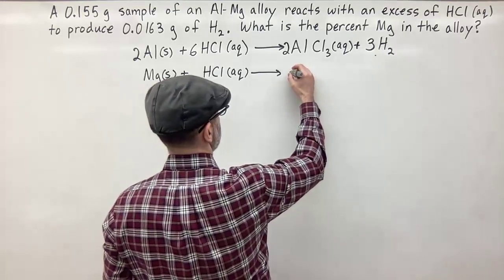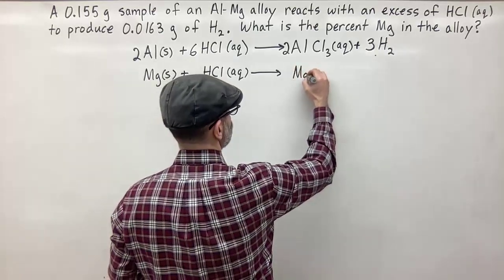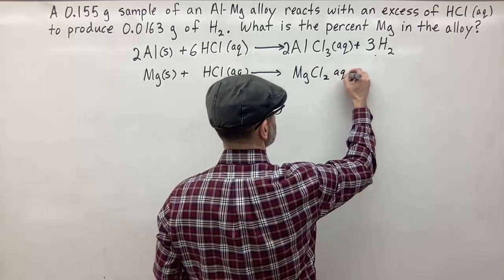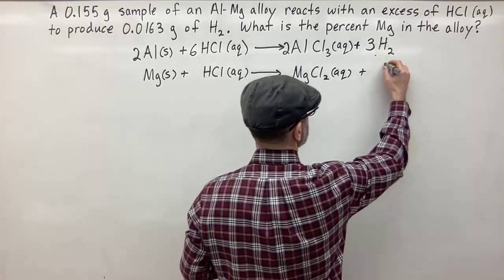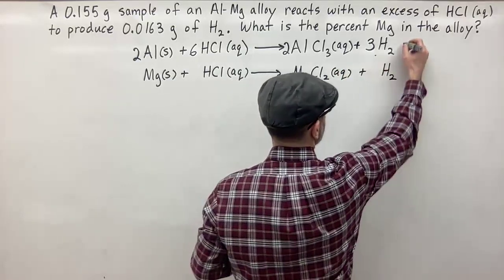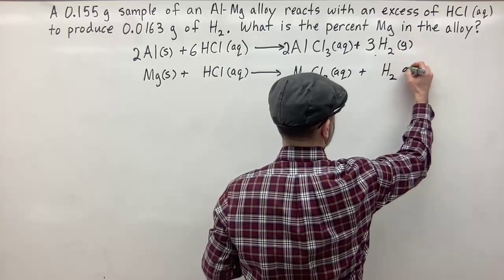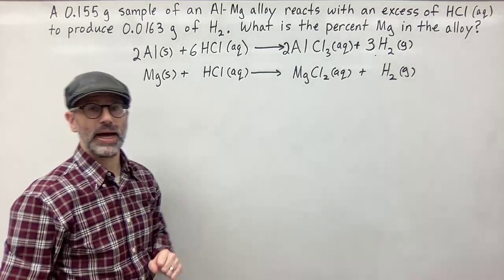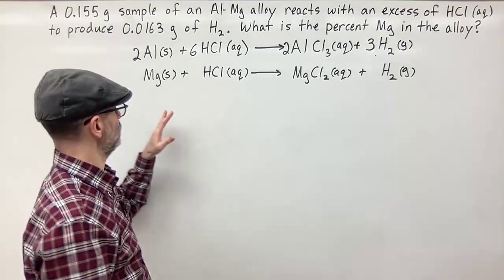So in this case, I'm going to have MgCl2 aqueous plus H2, and this is gas. I forgot to put the gas. Okay, so now that I have my equation, I need to balance it.